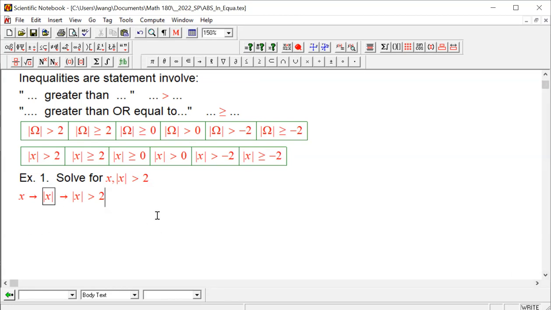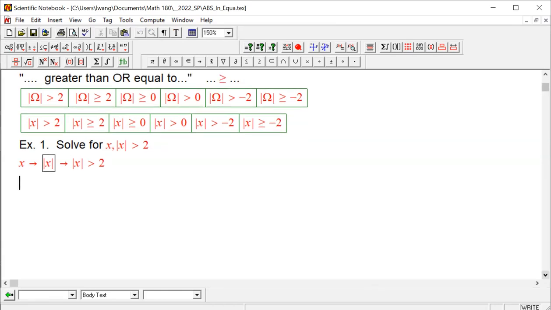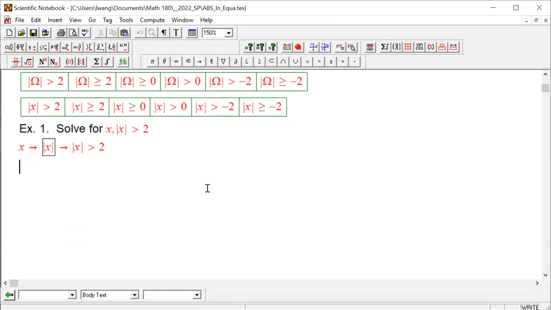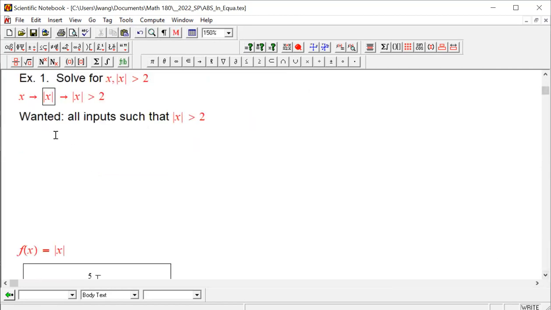And we want to identify, okay, so what is wanted, right? We want to identify all inputs such that their outputs are greater than 2. Okay, and we know input is a horizontal measurement and output is a vertical measurement. So let's look at the first method.